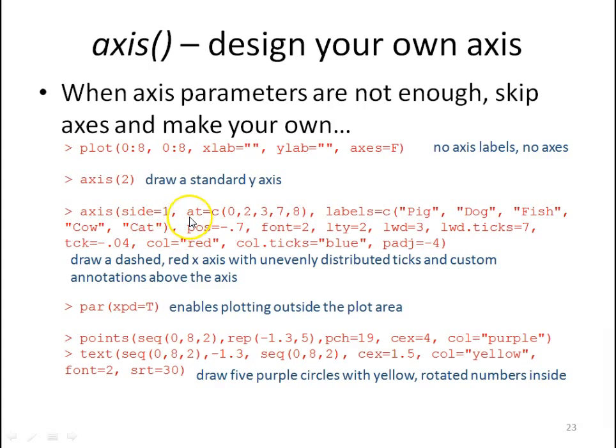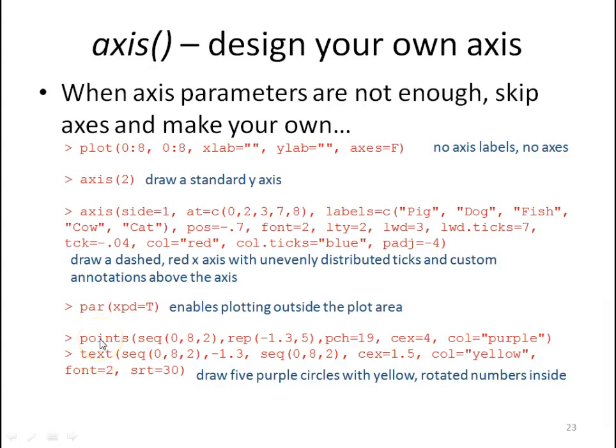But the important ones are side here, making it an x-axis, the at command, which points out where the ticks are to be positioned, and labels, which provides the labels for the ticks. In this example, I also use points and text, which is outside the axis command itself, but situated on the outside of the axis or below the axis, thereby becoming part of the axis.